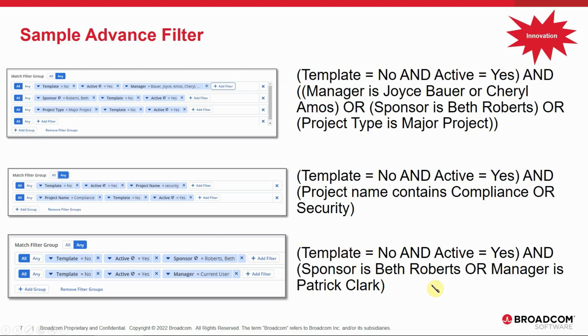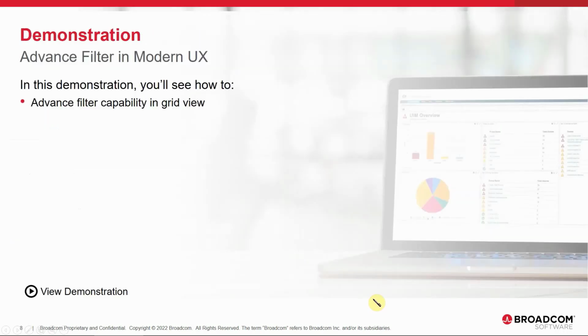The third sample here is where I want project templates to be no, active yes, and the sponsor is either Beth Roberts or the manager is Patrick Clark. And I can do that by defining 2 filter groups and then defining the respective conditions. All right, with that, let's see the product in action.